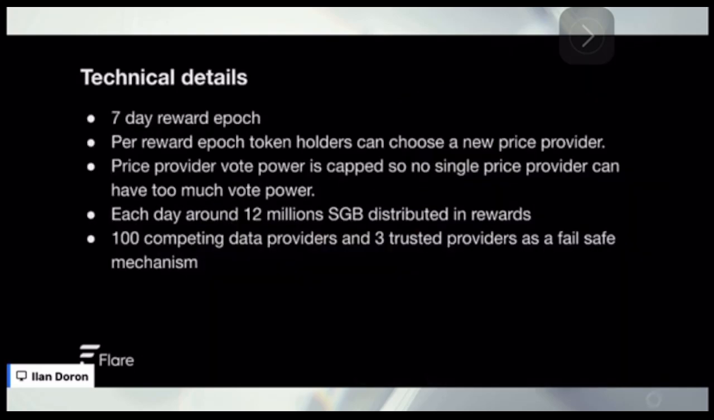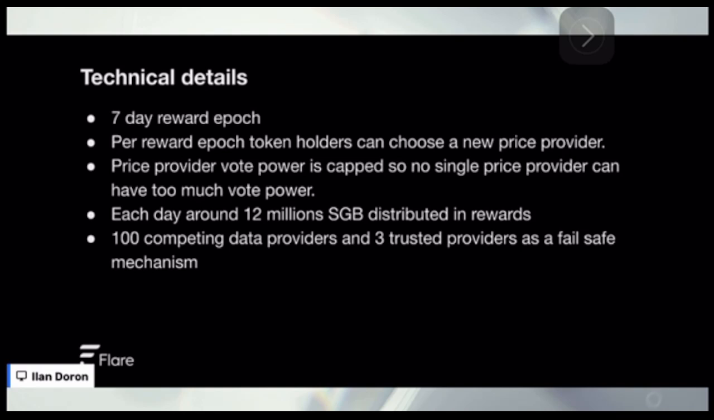Some technical details. So we have a 7-day reward epoch. So every week, anyone can claim his rewards, wrap the claimed tokens, and redelegate them. Per reward epoch, any token holder can choose a new price provider and redelegate. So if the price provider is not being honest or something happens with him, he can choose a better price provider. The price providers are capped with vote powers, so no single price provider can have too much weight in the system.